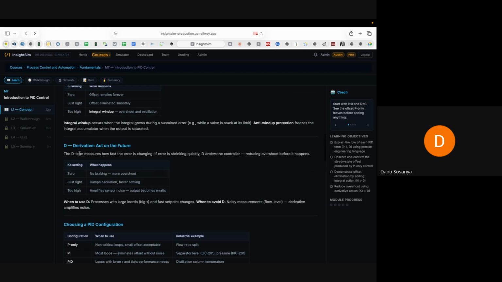Now, for the derivative, the D term measures how fast the error is changing. That is why it is derivative. For those of us that did calculus, derivative is essentially the rate of change. When you have a slope on a curved line, the value of the slope changes along the line. And when we measure that, that is the derivative, the rate of change along that slope.